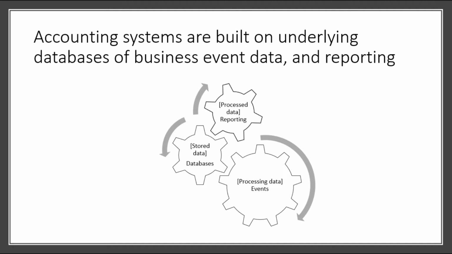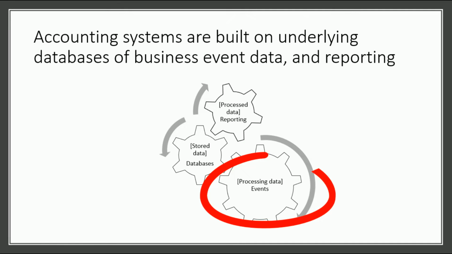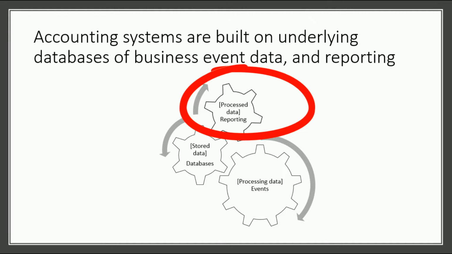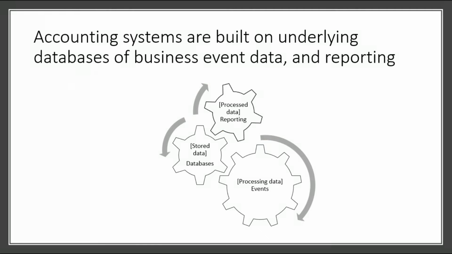First are the events. There are the process data that comes into the enterprise. The second is that this data that comes into the enterprise gets stored in a database. Third, that this data that's in the enterprise has to be used up for reporting purposes.